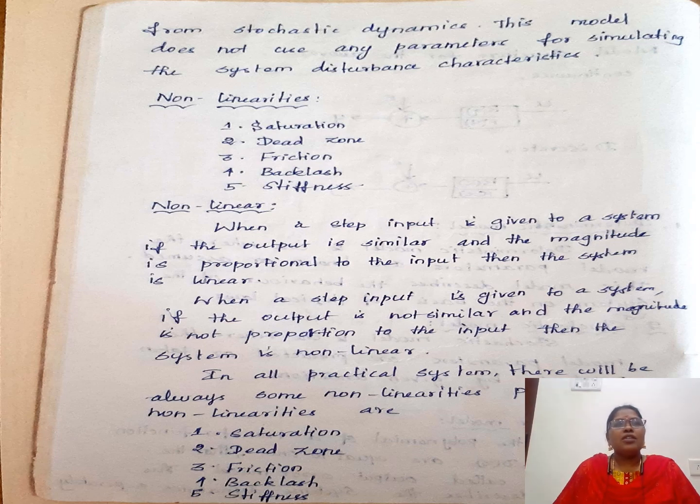There are different types of non-linearities present in a system. One is the saturation non-linearity. Others are dead zone non-linearity, friction, backlash, and stiffness. When an input is given to a system, if the output is similar and its magnitude is proportional to the input, then the system is linear. When a step input is given to a system, if the output is not similar, that means its magnitude keeps on increasing, then we say that the system is non-linear. These are some of the non-linearities present in the system.